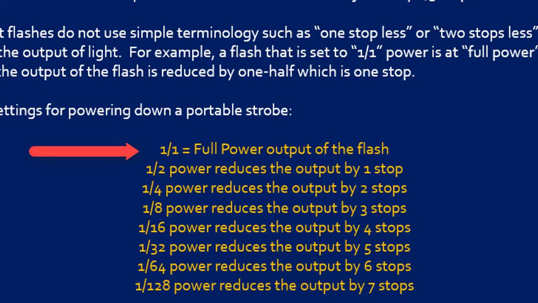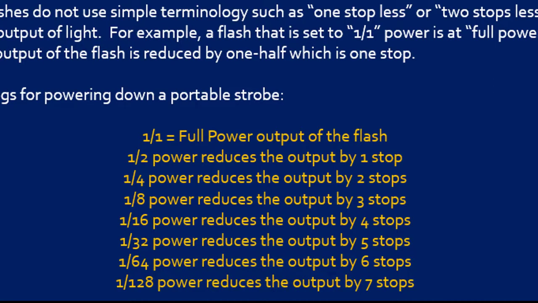So take a look again. 1:1 is full power. But if you set that flash ratio setting to 1/2 power, you're reducing the output of that flash by 1 stop. If you reduce it again by 1/4 power, 1/4 power represents 2 stops. So you're powering down that flash by 2 stops. And let's move down to the bottom. Look, 1/64 power reduces the output by 6 stops. 1/128 power reduces the output by 7 stops.